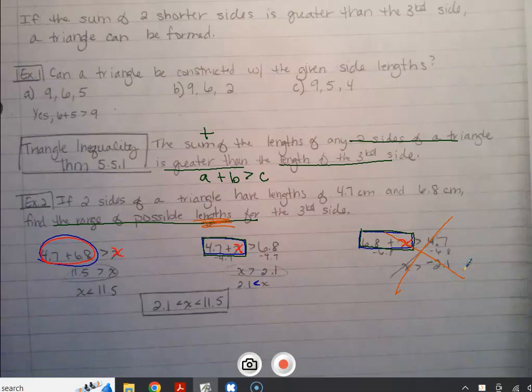So my possible length, if we write this the other way, x has to be greater than 2.1, but it also has to be less than 11.5. So any number in there you can make a triangle with. Do we understand how we got to here from our problem?